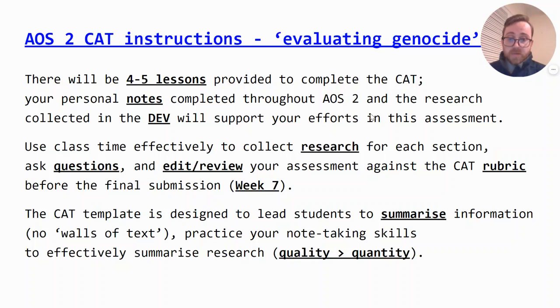And then edit your assessment against the CAT rubric before the final submission in week 7. So your due date will probably be Thursday or Friday at the end of this week. We recognize that it is remote learning. It's going to be difficult for y'all.